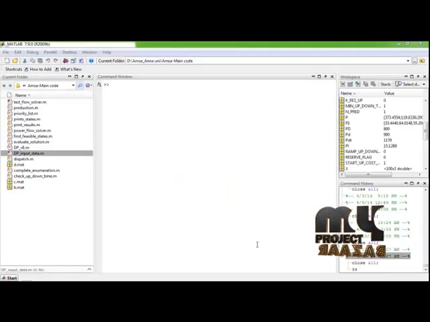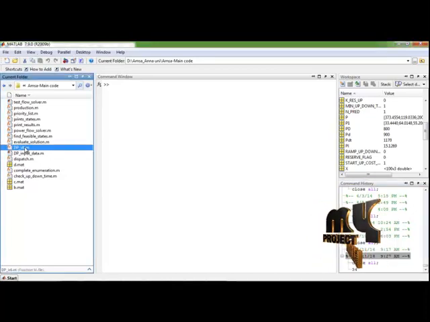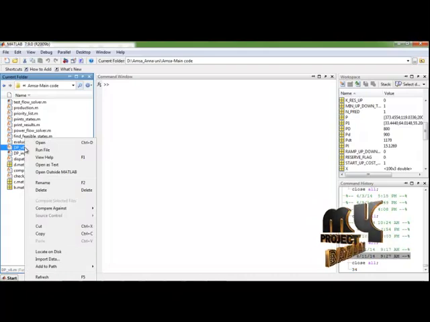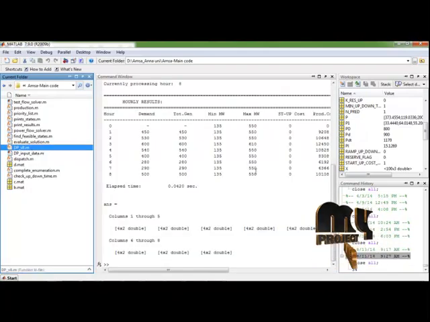Let's discuss the implementation of this process. These are the function files used for this process. DP va.m is the main function file and the others are the sub-function files. Click that and choose the run file option. These are the results we get from the processing.